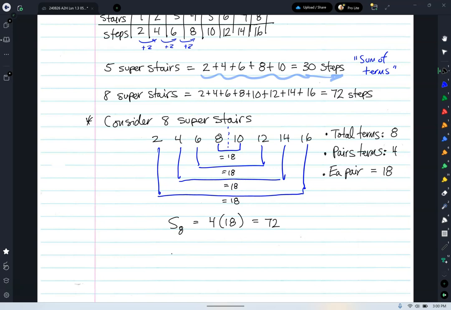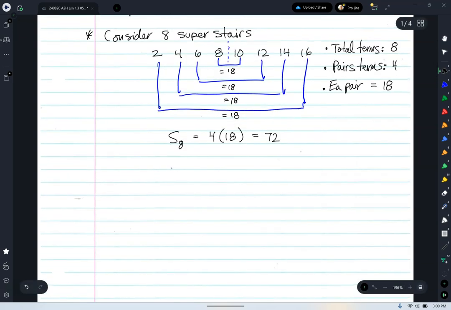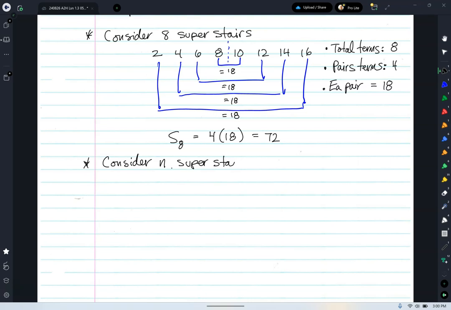So if we know what one pair adds up to, we know how many pairs there are, and the pairings all equal the same amount, then we should just be able to multiply how many pairs we have times the sum of these 2 terms that are equidistant from that center part of the sequence. Okay? So, as we have done, then let's consider superstairs. Because that would be really efficient, right?